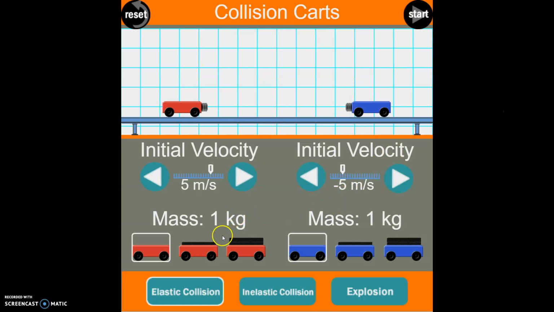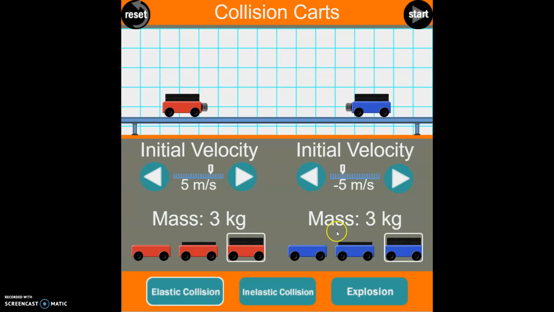Now, we can change the mass of the red car by clicking on this picture of the red car with the bricks. We can go 1, 2, or 3 kilograms, and same thing with the blue car. We can change the initial velocities of the red and blue car using the arrows. We can have it at rest, and it'll stay at rest, or we can have it moving left with a negative velocity, or moving right with a positive velocity.